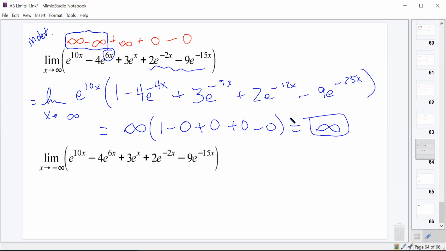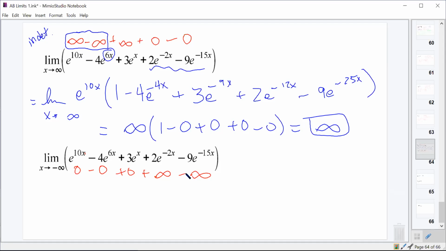All right, what about the x approaches negative infinity one? What happens if I just plug in negative infinity? What's the e to the 10x? 0. And the e to the 6x? Still 0. And the 3e to the x? Still 0. But then the e to the negative 2x will become plus infinity. And the minus 9e to the negative 15x will become minus infinity. And there we have again that infinity minus infinity term, which is indeterminate.